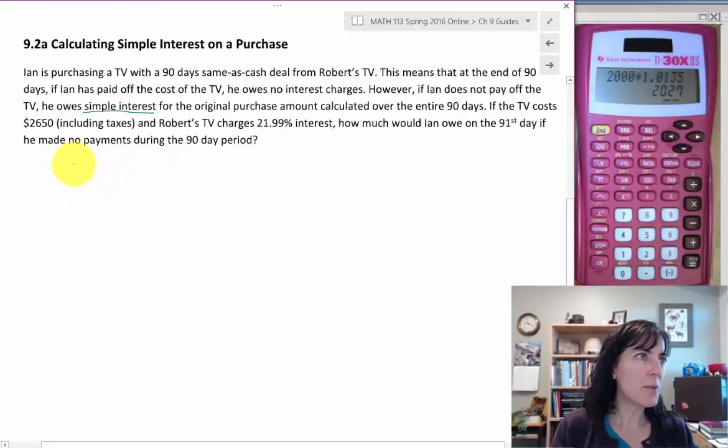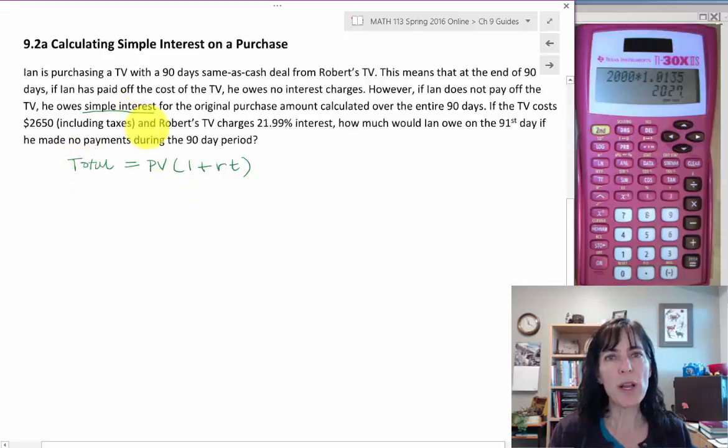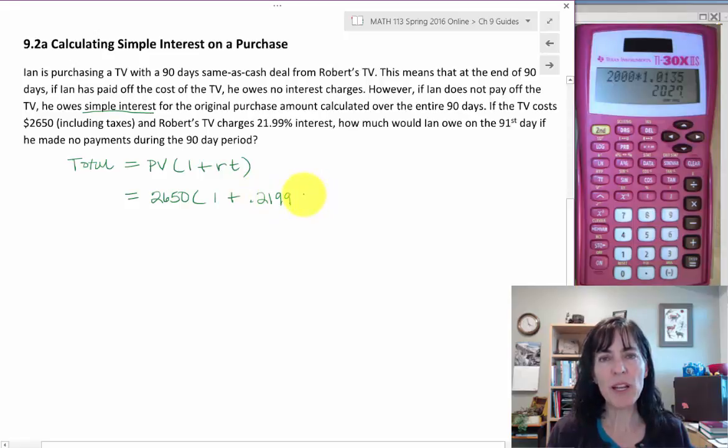So he will have a total, so I'm just writing out my formula. The total equals the present value times 1 plus rt, and then I will plug my values in. So the total equals, the present value is the $2,650. And then I have 1 plus, my rate is 0.2199. I got that by taking 21.99, moving my decimal 2 places to the left, and then multiply by the time. And the time here is going to be 90 days, but I have to look at it as how much of a year it is.